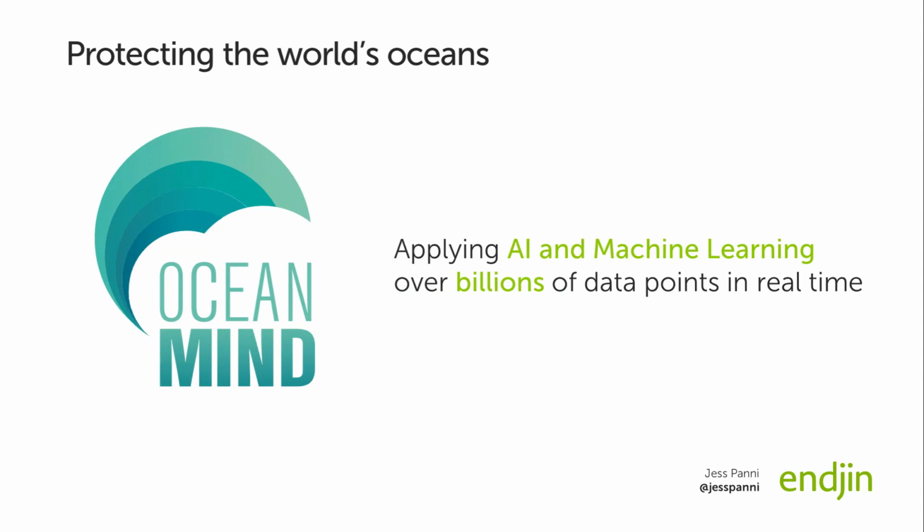OceanMind are a not-for-profit organisation whose mission is to solve these issues by providing intelligence to agencies and government bodies responsible for enforcing compliance. They do this by analysing billions of data points taken from around the world in real time and running machine learning and AI models to detect suspicious or illegal activities.